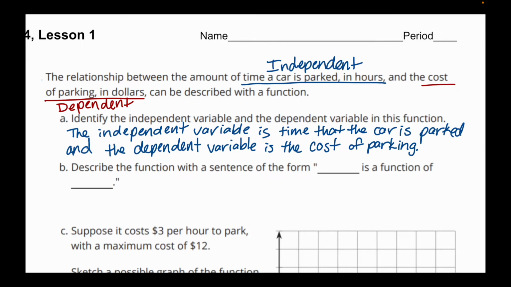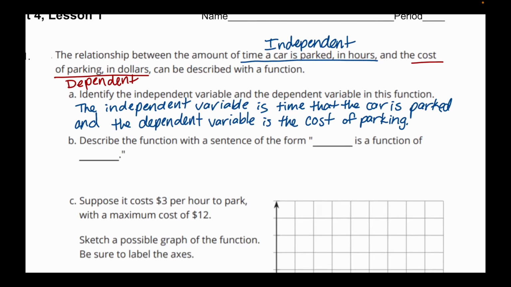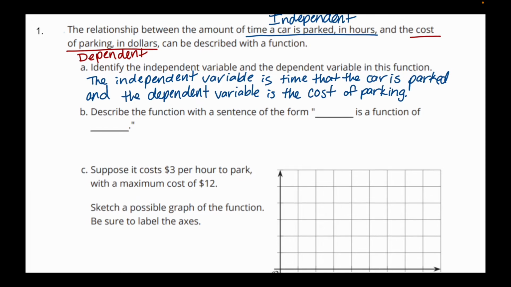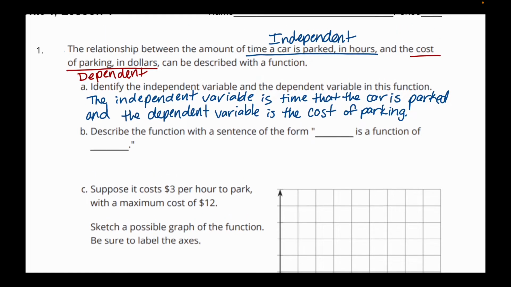Okay, so now part B is to describe that function with a sentence in the form of blank is a function of blank. So what I'm going to make sure that I write down here, just as a little note to myself, is that we do this a little bit backwards. We normally think of input and then output, or independent and then dependent, but this is going to be that output is a function of input. And independent variable is our input.